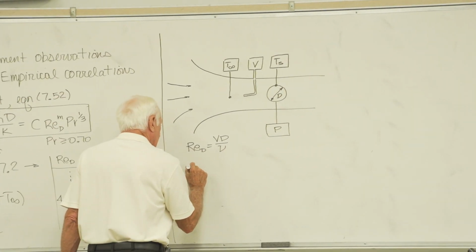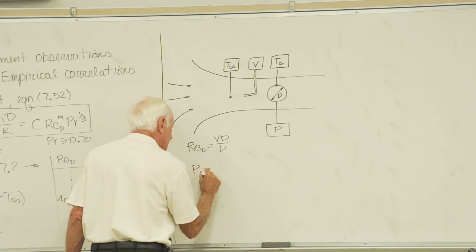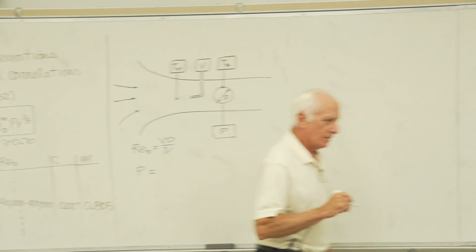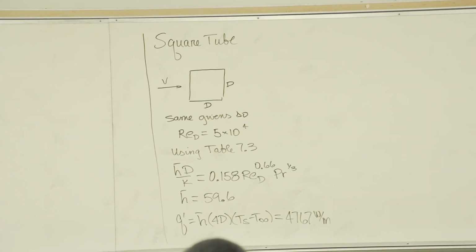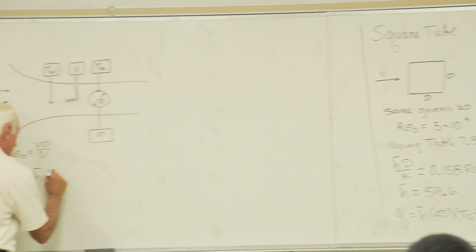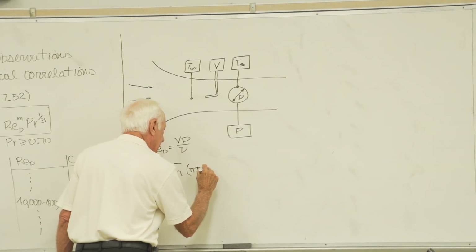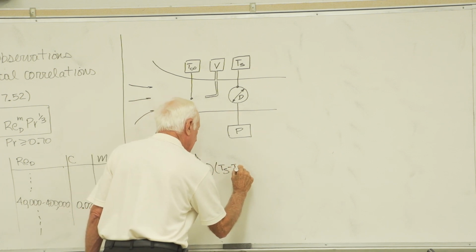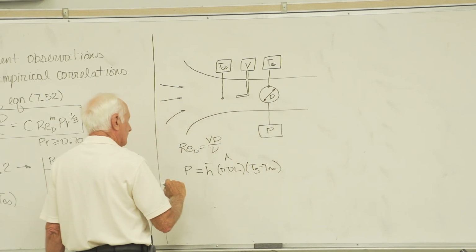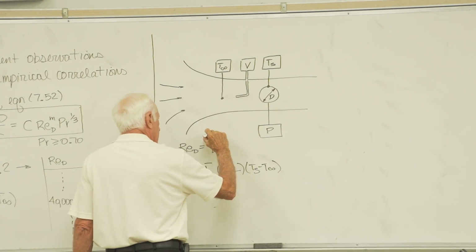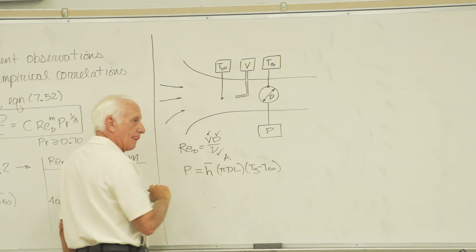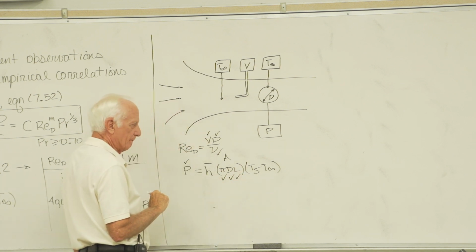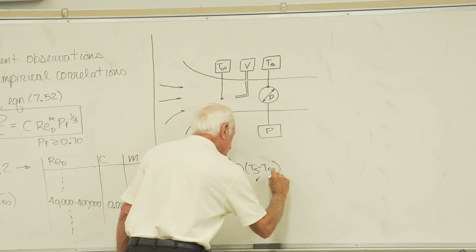Then the power that came in, in watts, was equal to, right here, H bar times the area. The area was pi D L, that's the area. Times Ts minus T infinity. She knew all of those.